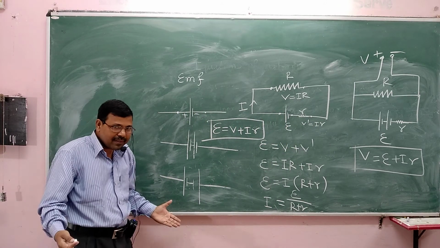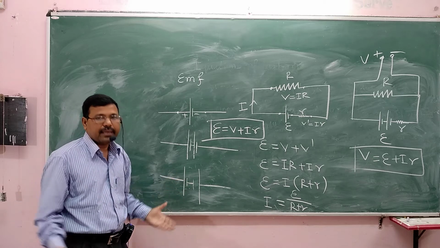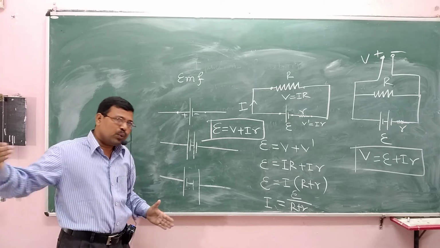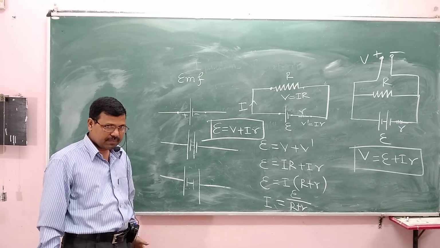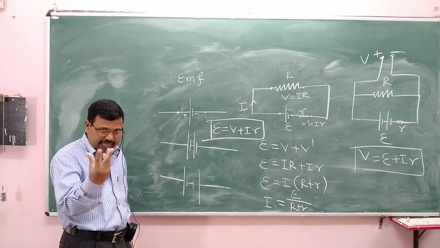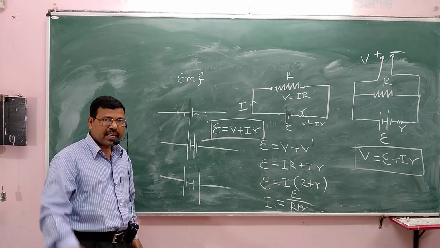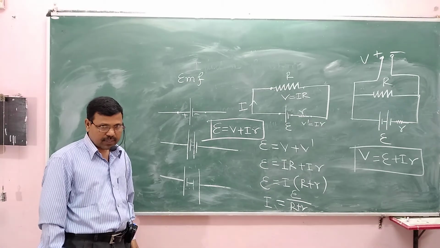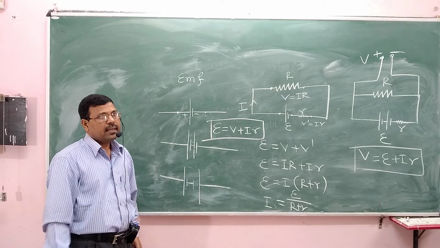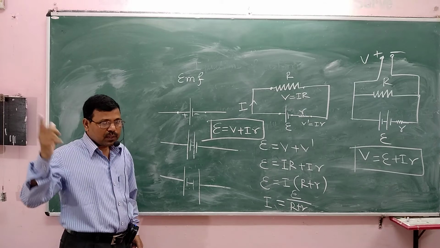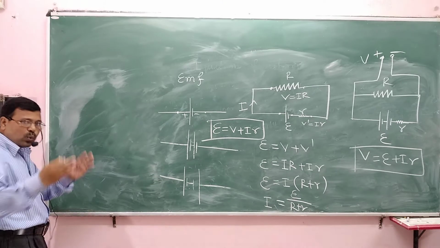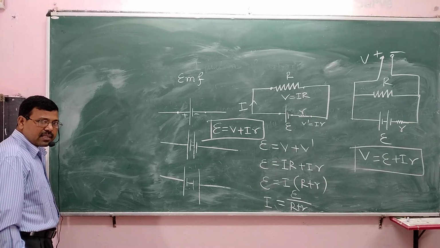Then what is internal resistance? As I have told you, it is the opposition offered by the electrolyte to the flow of ions. The internal resistance of the cell depends on the nature of the electrolytic substance, the nature of the electrodes, and the surface area of the electrodes. Fine. How do we calculate internal resistance?